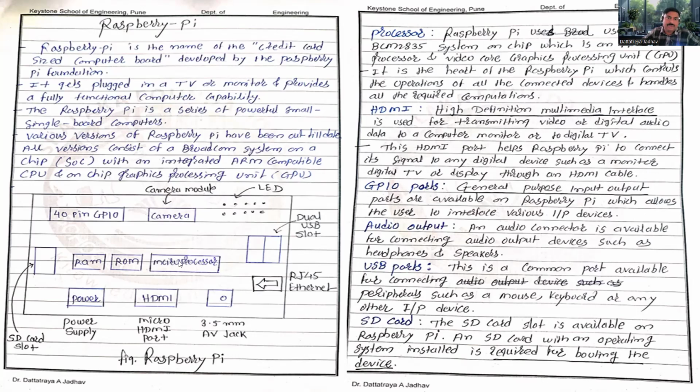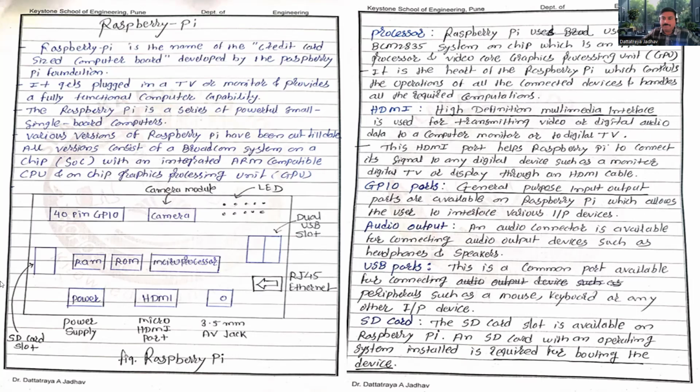Next, another important component is the GPIO port, that is General Purpose Input Output. It has 40 pins. The GPIO ports available on the Raspberry Pi allow the user to interface various input output devices. So the 40-pin GPIO helps to interconnect a number of pins for connecting a number of inputs related with the Raspberry Pi. Next is the audio output. It also has an audio connector available for connecting audio output devices such as headphones and speakers. So that is a big advantage.